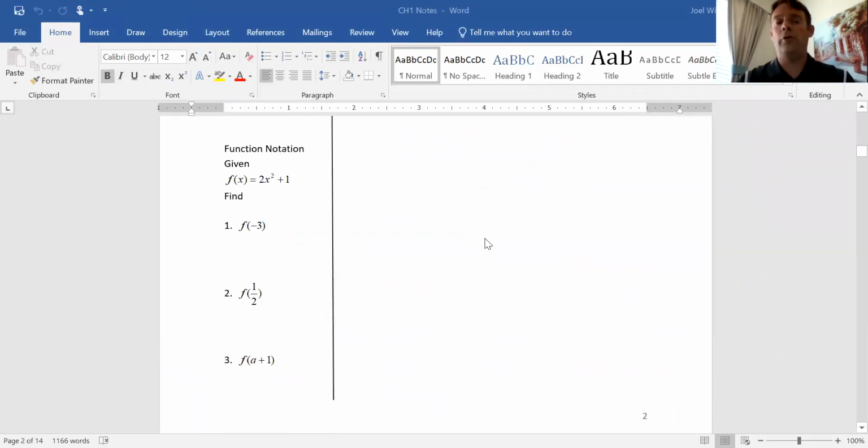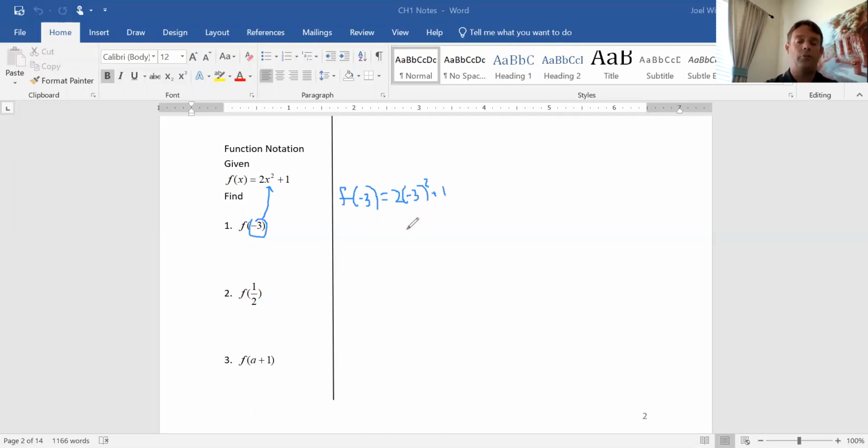Function notation. We're going to go all the way back to Integrated 1. Function notation pretty much just means plug a number in. So whatever our function is, whatever value I give you for x, you are going to plug it in for x. So if I ask for f of negative 3, you plug it in. And you do a little bit of arithmetic.